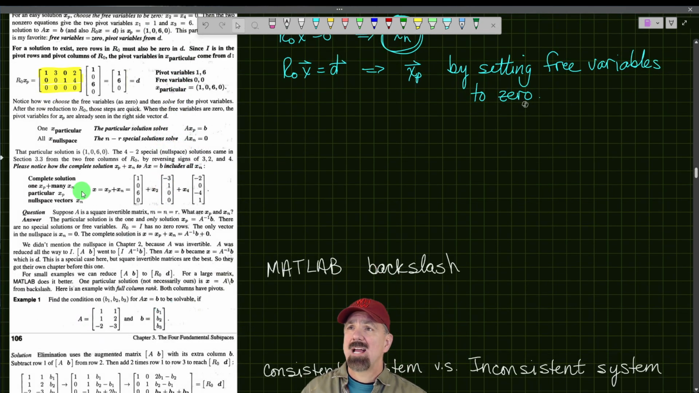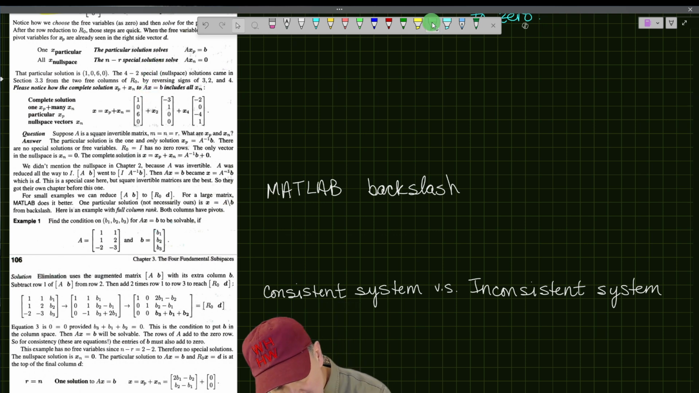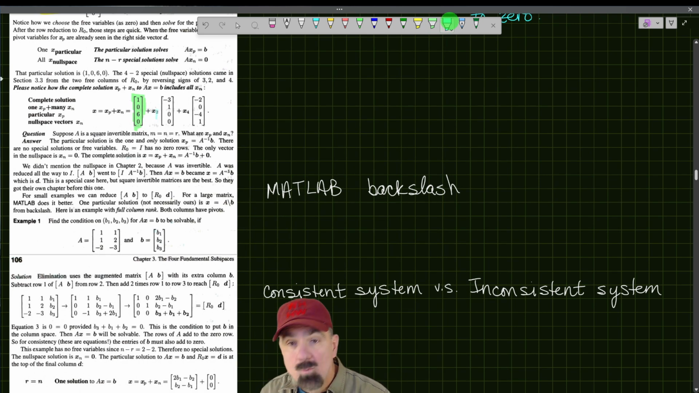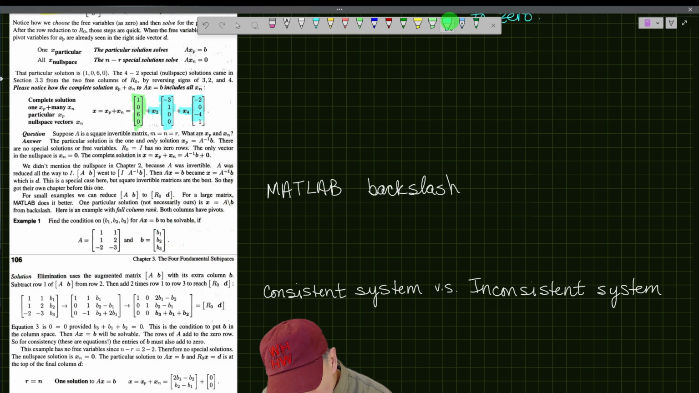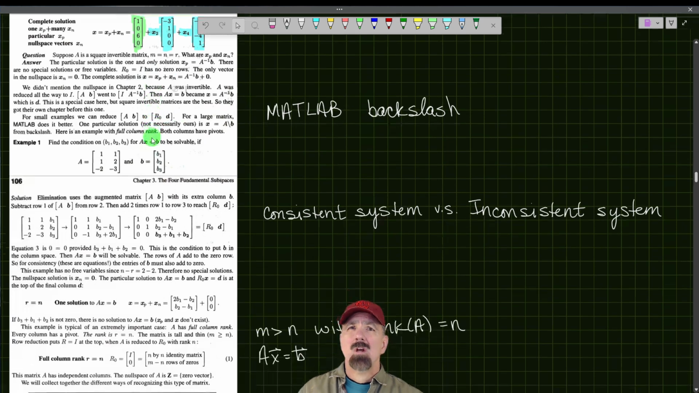And he walks through and has this conversation and then talks about the breakdown of the solution into the two pieces. We have the particular solution here, and then something that we'll focus more on next lesson, he has the null space solutions here. And so the sum of those things, that's what gives us the complete solution to Ax equals b.